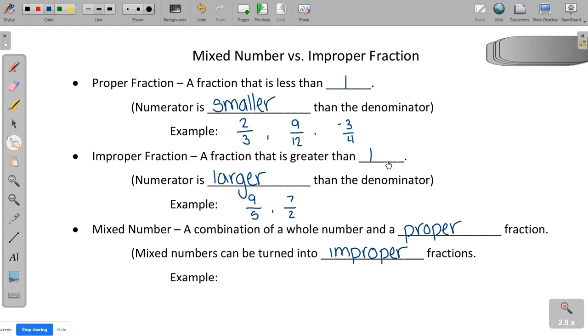So an example is 5 2/5. We have a whole number and we have a proper fraction. Another example is 3 1/2. Same thing, we have a whole number and a proper fraction. So let's look at changing a mixed number into an improper fraction.